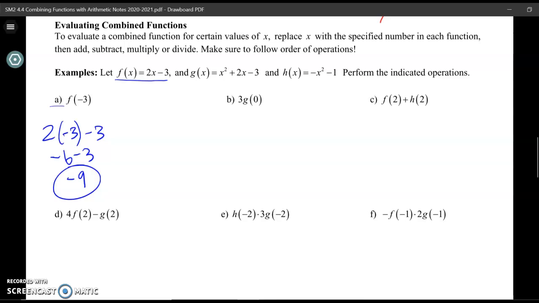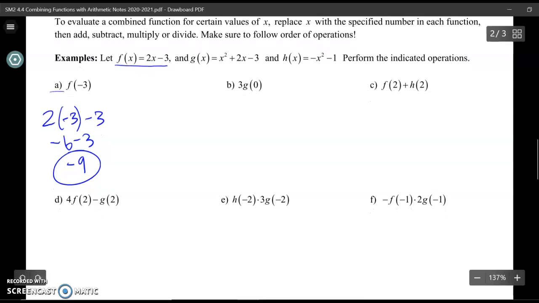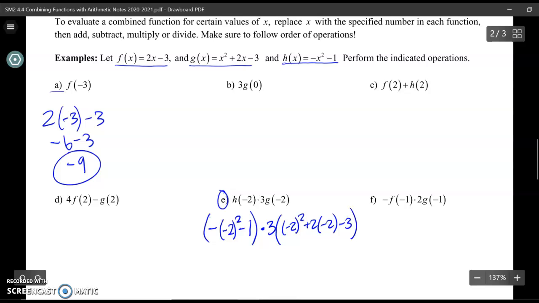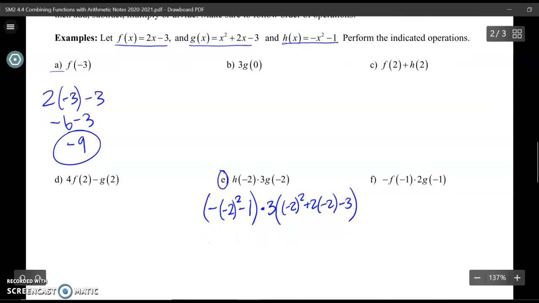Okay, so let's do e. That one looks a little messy. That might be fun to do together. So we have h of negative 2, so let's just go up, find h, plug negative 2 in. Remember to put my function in parentheses, so negative, and then x squared, I'm going to put that negative 2 in parentheses, minus 1, times 3 times, and I'm going to plug negative 2 into g of x as well. So negative 2 squared plus 2 times negative 2 minus 3. Okay, now I've got it all written out, and it looks pretty messy, but it's not too bad.